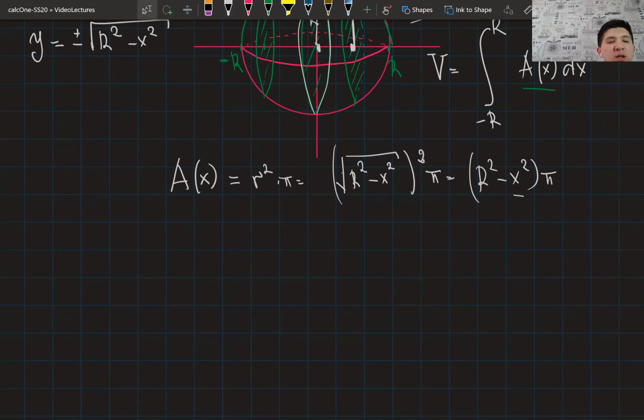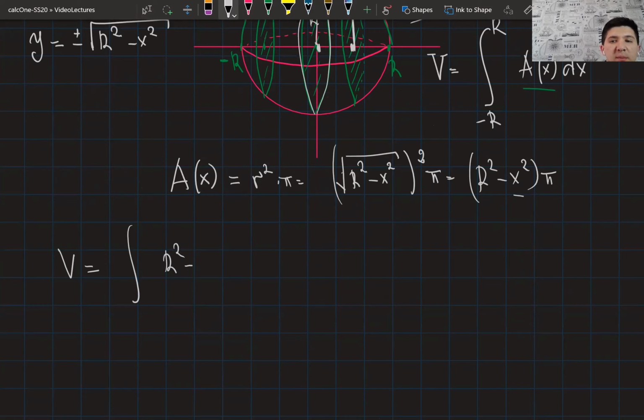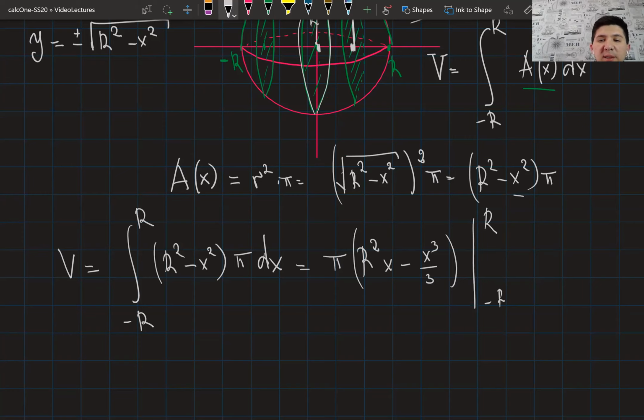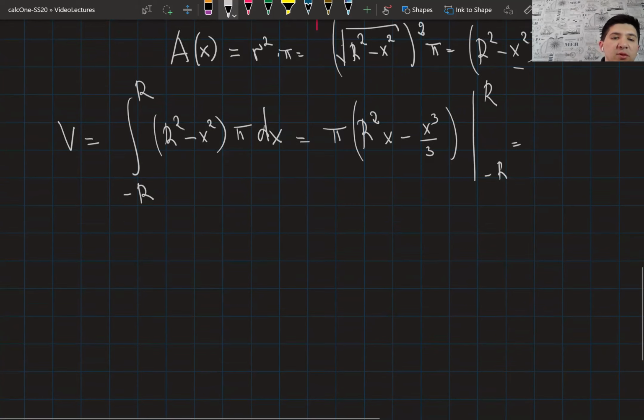So let's find the volume now. The volume is going to be the area, which is r squared minus x squared multiplied by pi, integrated with respect to x from minus r to r. Let's integrate this. It's going to be r squared multiplied by x minus x cubed over 3, all multiplied by pi, and we have to evaluate this for r and for minus r. So let's evaluate this for r first of all.